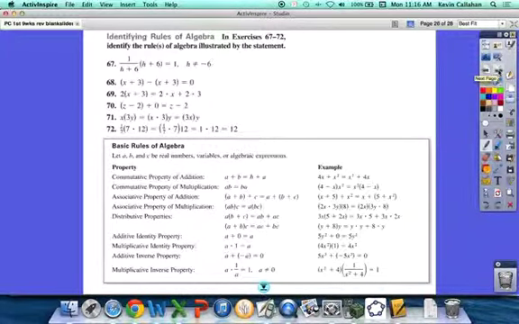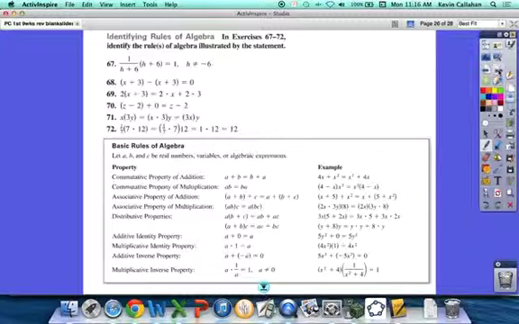Properties. Right, in our book they call these basic rules of algebra, but these are things like, do you know what the commutative property is? Right? Order doesn't matter. Do you know what the associative property is? Grouping doesn't matter. Do you know what the distributive property is? Everybody knows that one, right?